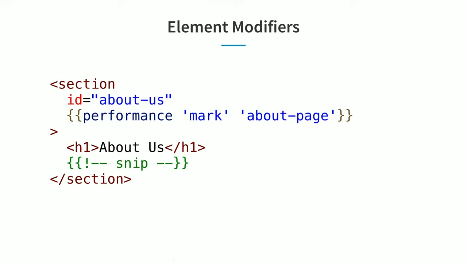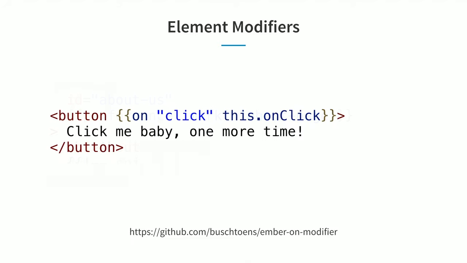But you can imagine a modifier is just anything that you can author that you want to put in element space. In this case, this is from the RFC. Maybe you want to call performance.mark with this argument. There you go. Some other examples. At the time I originally wrote this slide, which was not today, this was only available in add-ons. Now it's available behind Canary. Kevin presented on it.